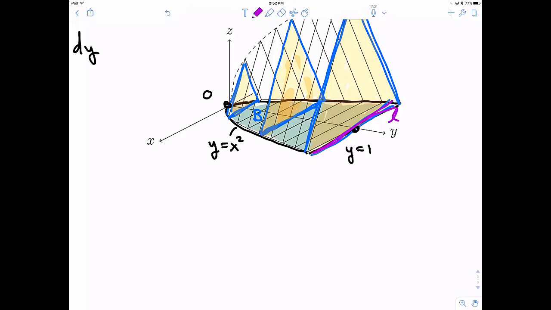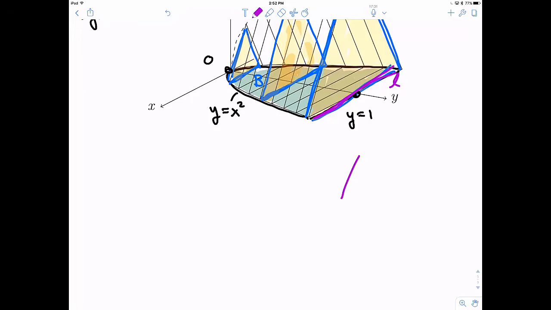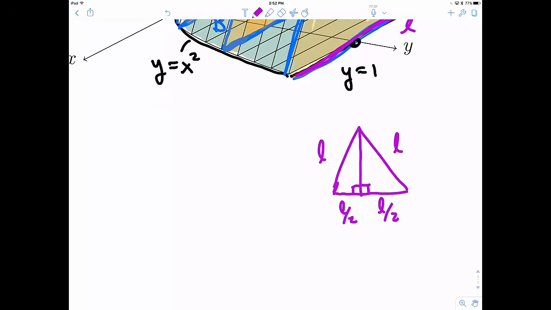And I need to figure out this L, right? I need to figure out what this length is for my base of an equilateral triangle, and hopefully if I can figure out what those L's are, then I can figure out the area of this thing. And the idea here is that I'm going to break this down into 2 right triangles. And remember that the area of a triangle is 1/2 base times height.